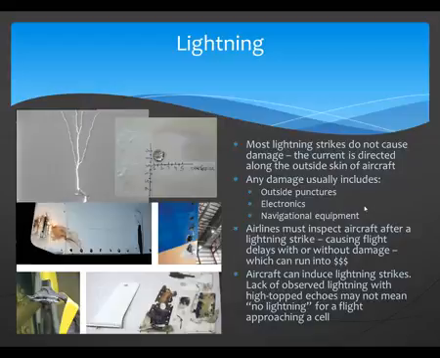Another thing to remember is aircraft can induce lightning strikes. The lack of observed lightning with high-topped echoes may not mean no lightning for a flight approaching a cell.